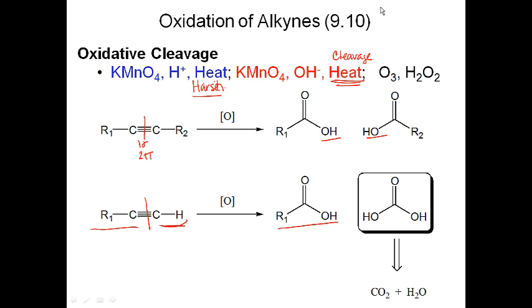I say that because there's another reaction that involves KMnO4 and base, but if that occurs at room temperature, we get a completely different set of products. So it's got to be the harshest oxidizers, KMnO4, acid or base, but key is heat, or ozone and H2O. So you completely cleave the triple bond and make carboxylic acids.